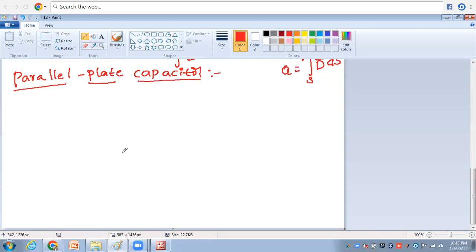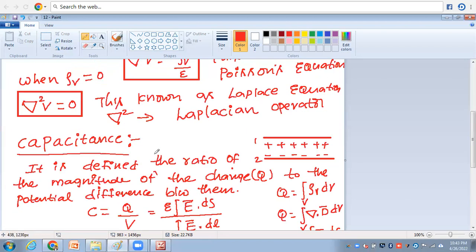In this parallel plate capacitance, there are some direct expressions. If I take rho s, I will write rho s equals Q by S, or we may write Q equals rho s dS and Q equals rho l dl. Now, considering the ideal parallel plate capacitor, the separation between these two plates is denoted with d. So d is also a very important parameter.